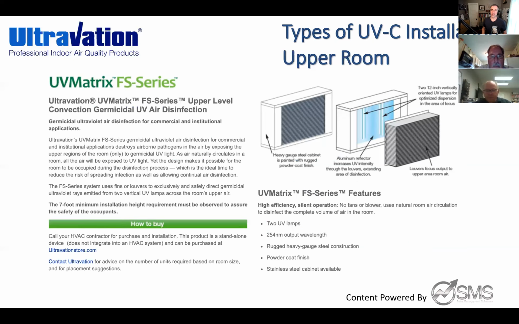Now the biggest thing for education really today commercially is the upper room stuff, because it is so new to a lot of guys, even though it's been in the handbook for a while. This is our FS series, AKA Upper Room. From a design standpoint, it's a simple, either stainless steel or our powder coated high-end metal boxes. They're not large at all. They're actually small units, and they have 2 UVC bulbs in there.